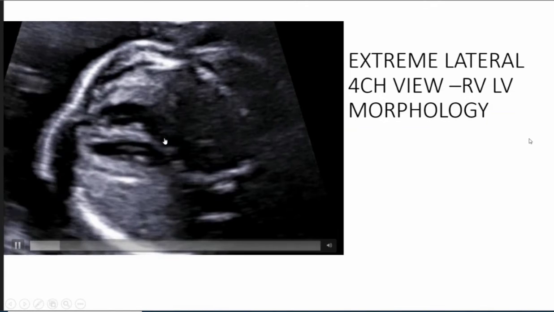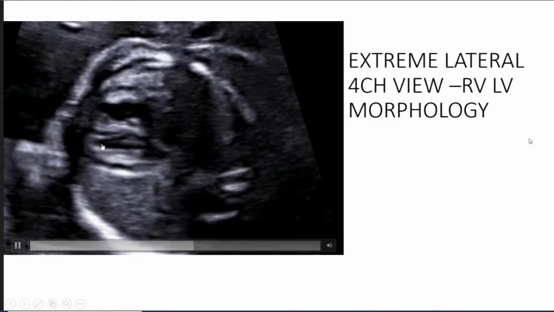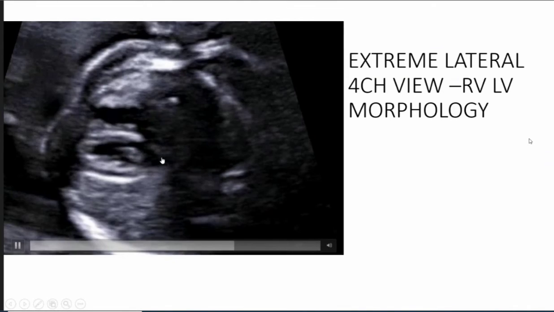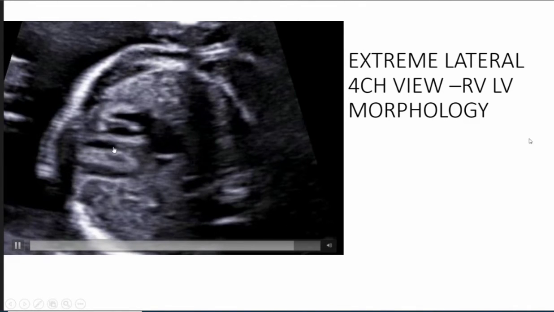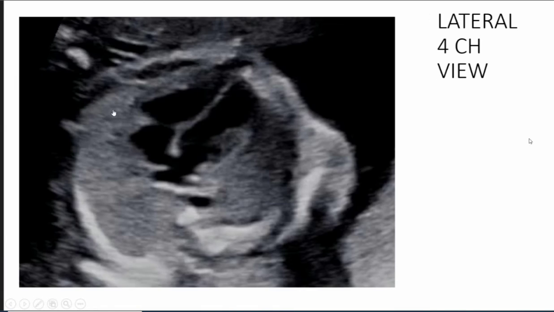So that's why the interventricular septum will be coarse on the right ventricle side and it will be smooth on the left ventricle side. So this is a far lateral 4-chamber view which shows the absence of a VSD.